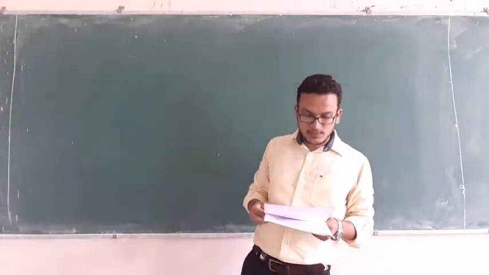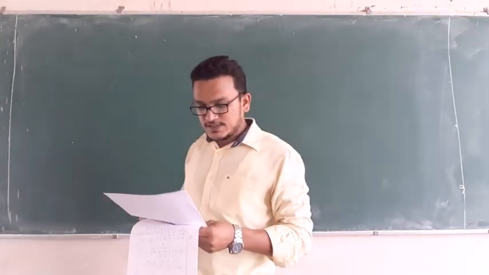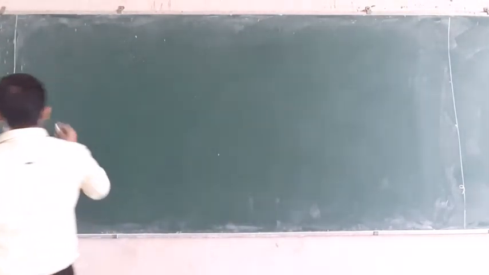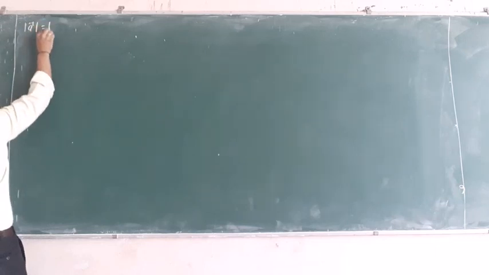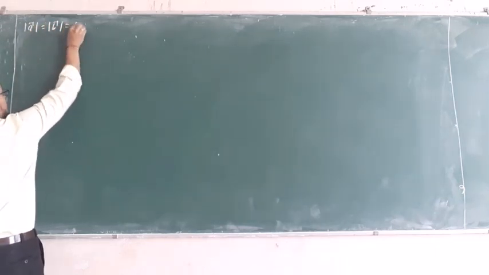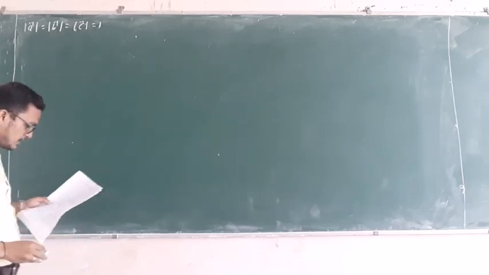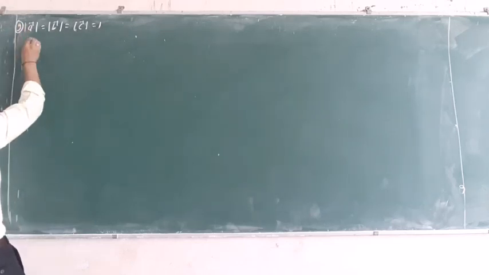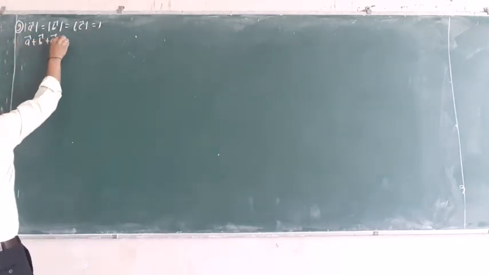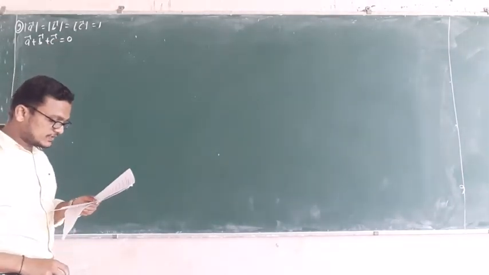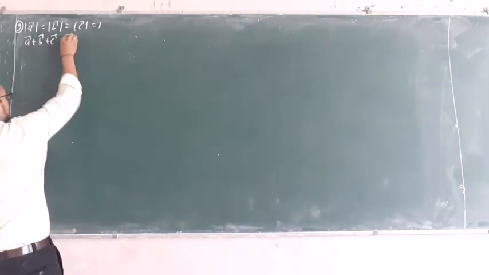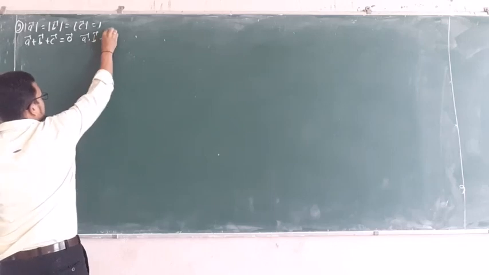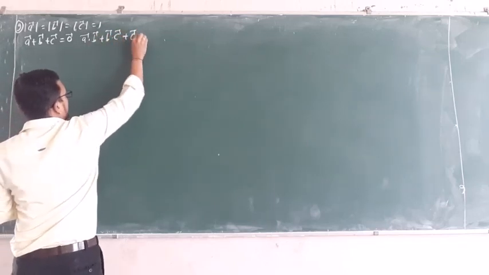Now, next, question number 9. If vectors A, B, C are unit vectors, what does unit vector mean? Their magnitude will be 1. Such that vector A plus vector B plus vector C is equal to the zero vector. Then find the value of A dot B plus B dot C plus C dot A.